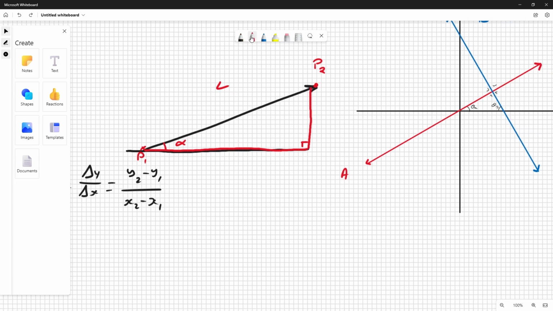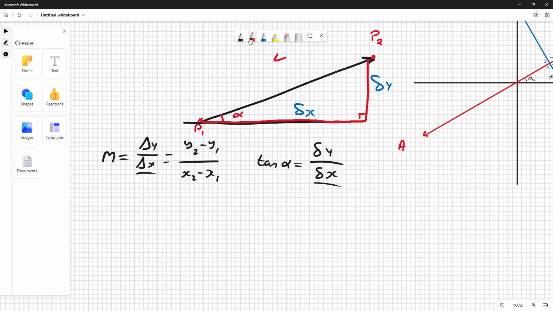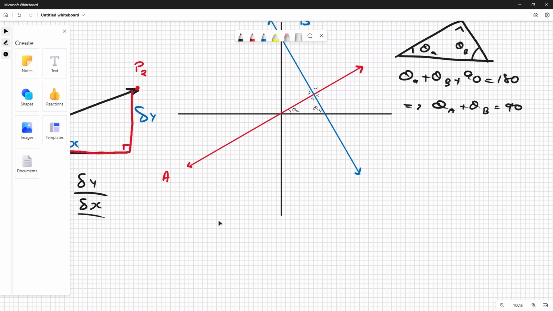Now, if we treat this like a right angle triangle, this length here is the change in x, so I'll write little delta x, and the change in y here, so little delta y. If we use tan here, tan of alpha is opposite, so little delta y, over the change in x, so little delta x. We can see that these two are equivalent. All I've actually done is capitalize the delta. So since these two are equivalent, therefore m equals tan alpha. So we've made a pretty neat discovery.